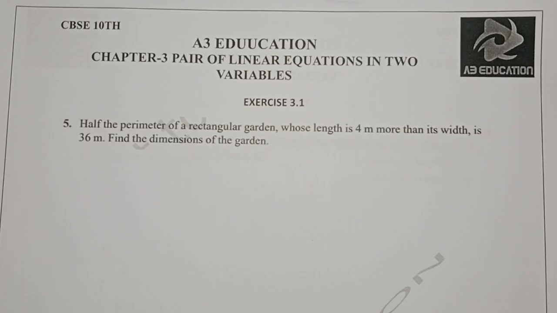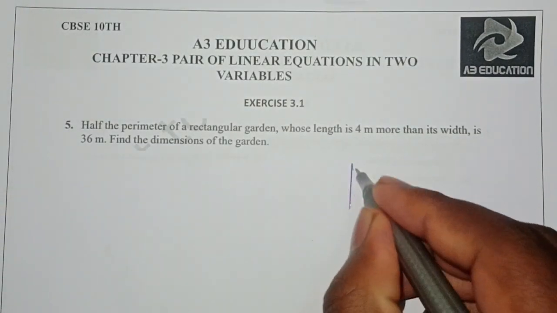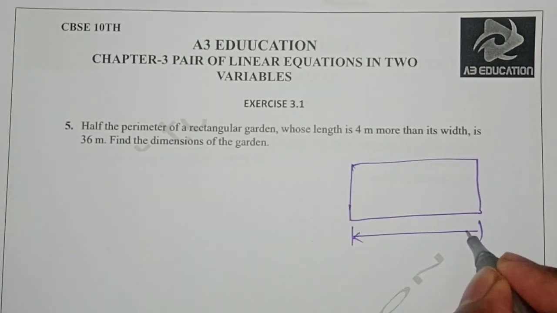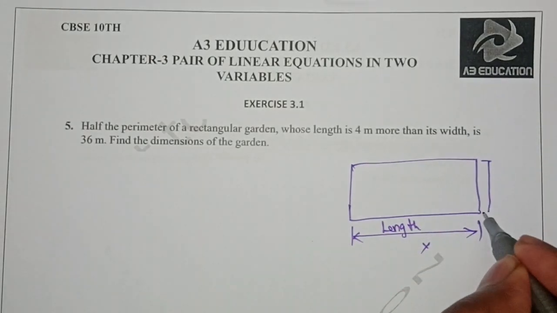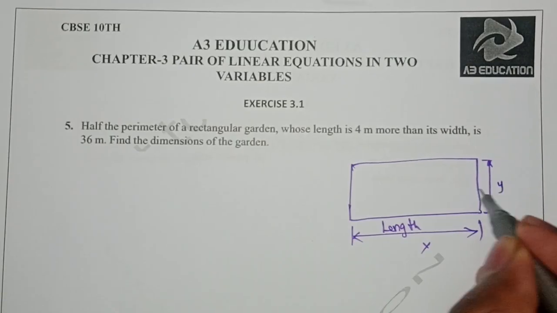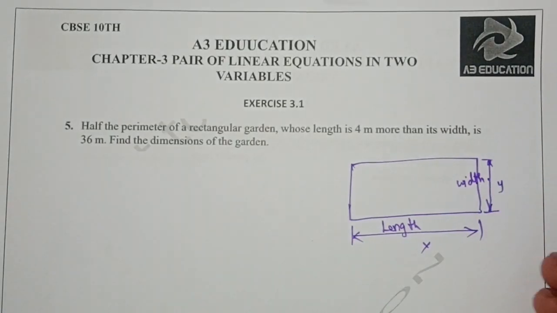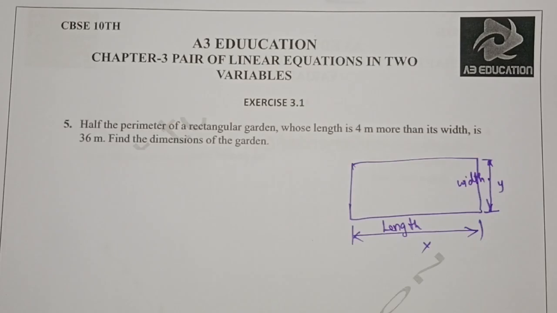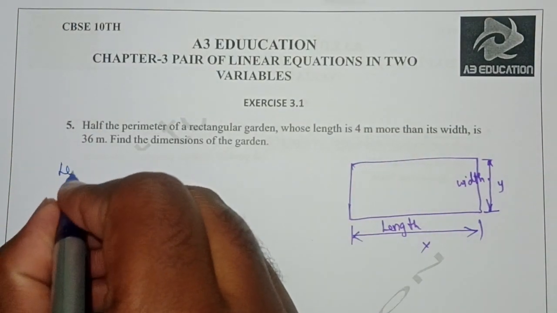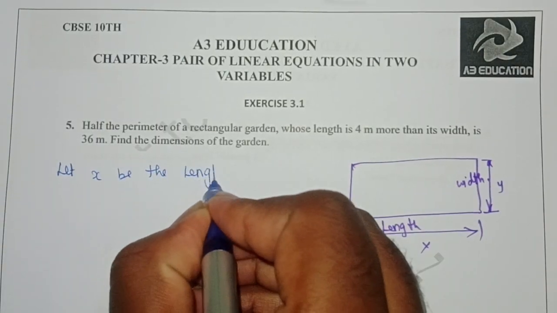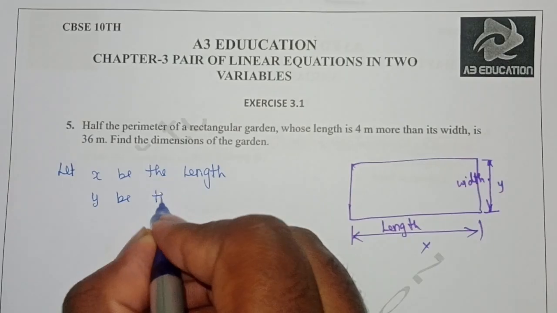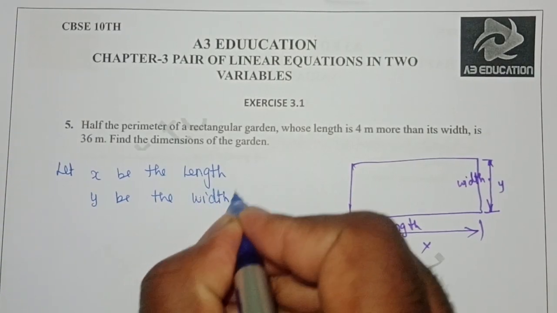Okay, dimensions. Let's take the length of the garden as x. First, we will draw the diagram. Here, the length will be x, and the width will be y. As they said, rectangle. Let x be the length, y be the width of the garden.